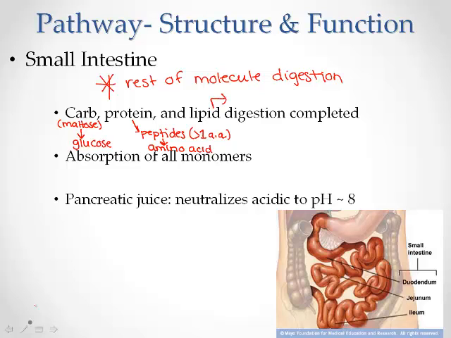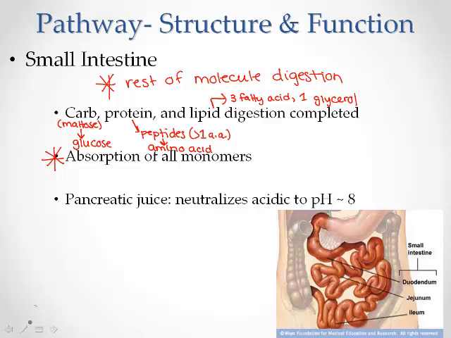More lipids, first time that they are being digested, and they are going to be broken down into their 3 fatty acids and their 1 glycerol. So now that they're in their monomers, they can be absorbed. So in the small intestine, this is where absorption of the monomers occurs.